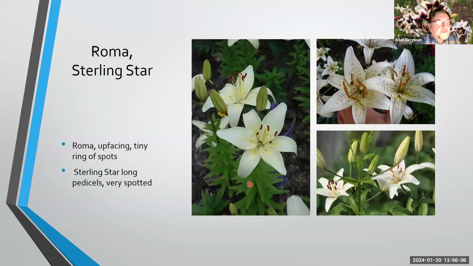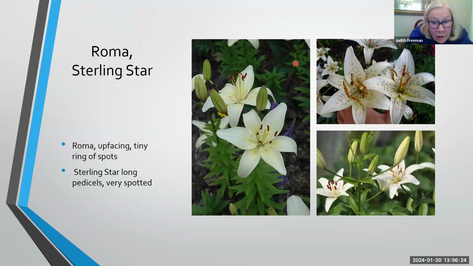Okay, we're talking about two old white lilies. In fact, the one on the right is Sterling Star, which was one of the very first white lilies in production. And the one on the left was probably brought out at about the same time. No, Roma, it was quite a bit later, it's a tetraploid. Okay, take that back. Quite a bit later, but they were still being produced together.